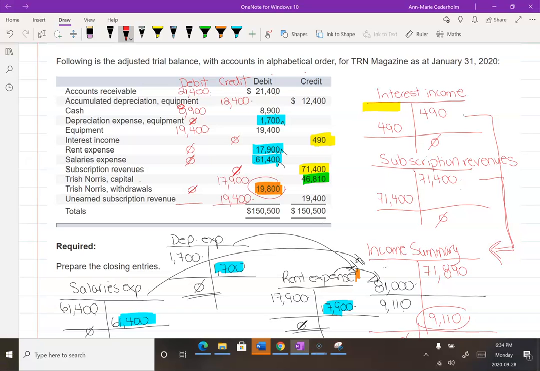So if I take 21,400 plus 8,900 plus 19,400, that gives me 49,700. And if I take my 12,400 plus my 17,900 plus my 19,400, that gives me the same. So that's perfect. So it balances. So now this is the trial balance that we move into the next year with. And remember, a fiscal year is 365 days.